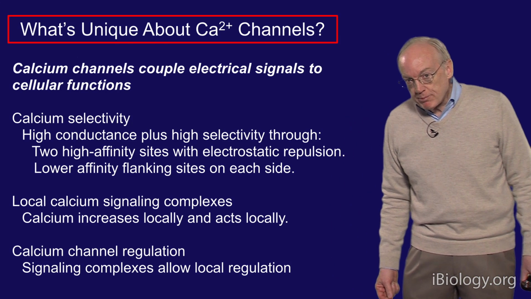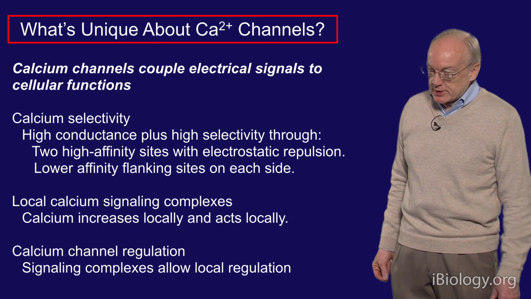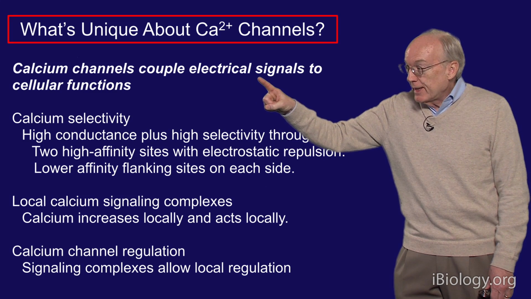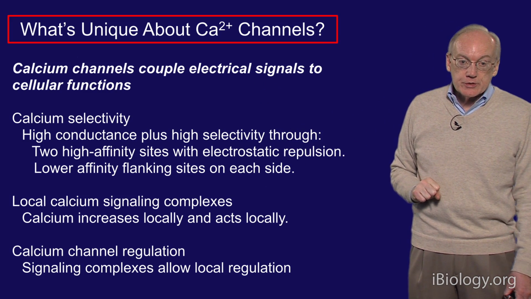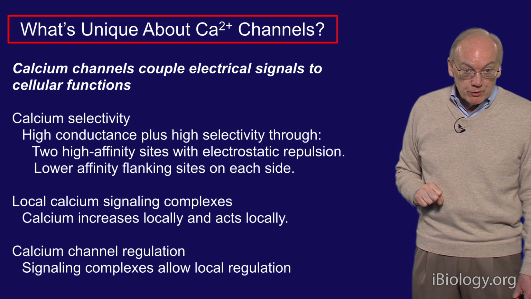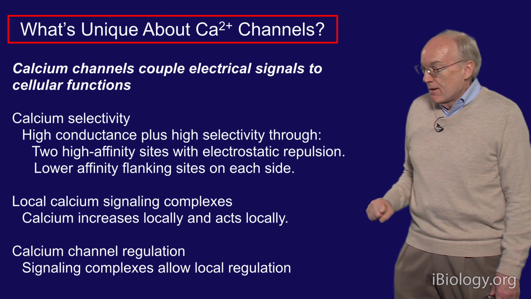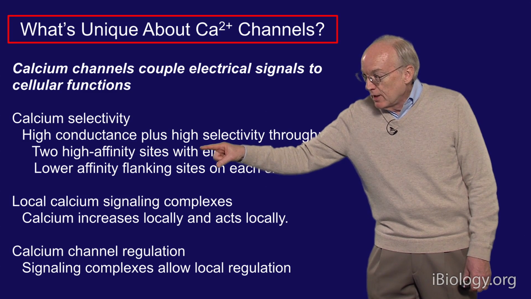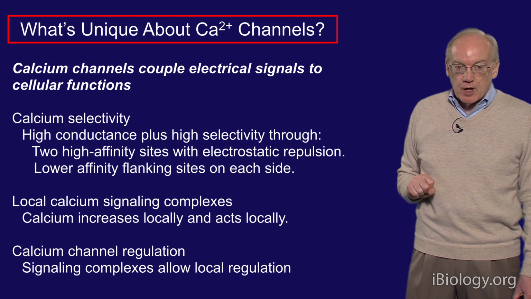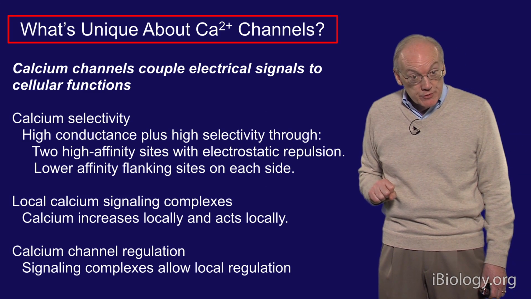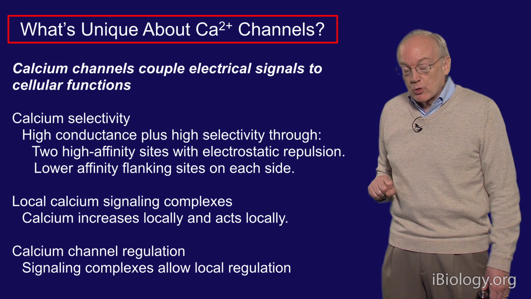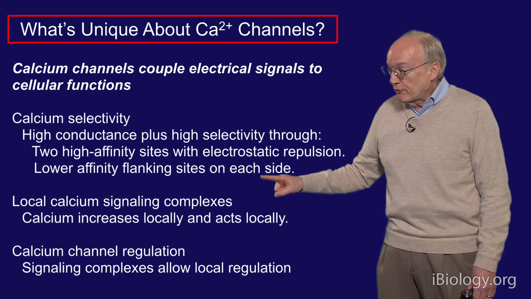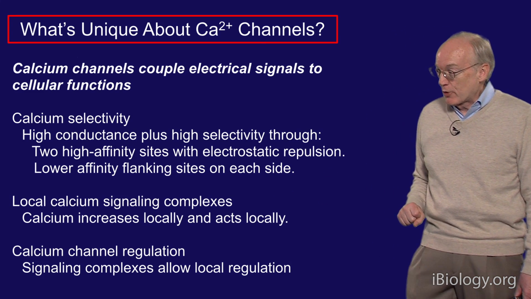So I'll just finish up by recalling the different points from this talk. So first, and perhaps most general, calcium channels couple electrical signals to cellular functions, and their role is crucial in this regard. They're able to select calcium against sodium and other ions because they have two closely spaced high-affinity sites that bind calcium specifically, but also allow calcium conductance by a knockoff mechanism. And they have lower affinity flanking sites, which also increase the rate of calcium movement.